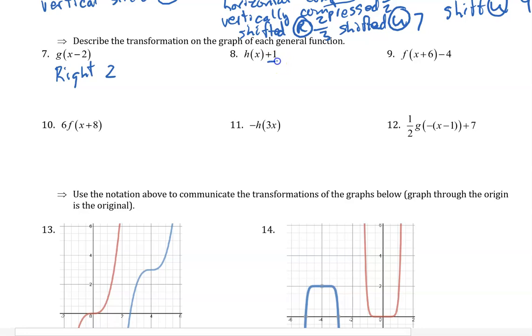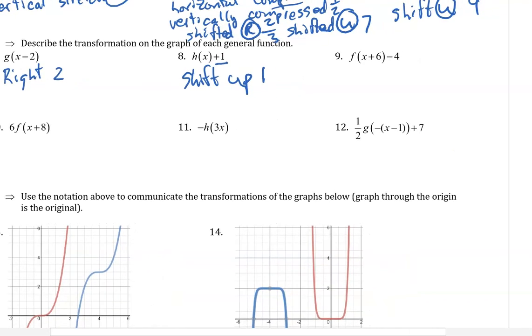Number 8, this would be on the end, so this is a shift up by 1. F of x plus 6 means it is shifted, well, that's x minus -6, so it's a shift left 6, and then minus 4 is down 4.